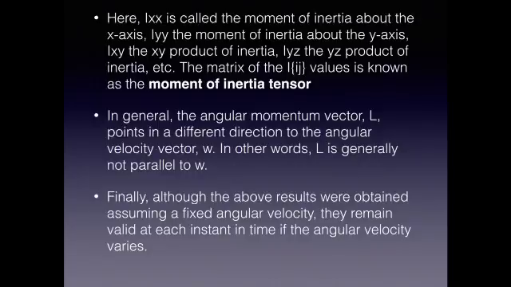Now, the angular momentum vector L, as we know it, points in a different direction to the angular velocity omega. In other words, L is generally not parallel to omega. As concluding remarks, although the above results are obtained assuming a fixed angular velocity, they remain valid at each instant of time if the angular velocity varies. With this, we come to the end of the moment of inertia matrix.